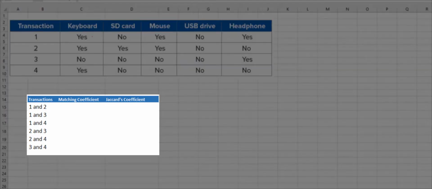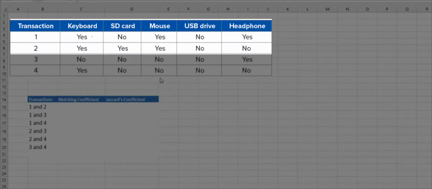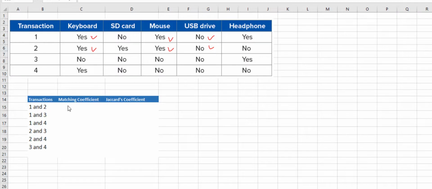So we have 4 transactions, therefore we have 6 possible pairs. Pairs between 1 and 2, 1 and 3, 1 and 4, 2 and 3, 2 and 4, and 3 and 4. Let's start with 1 and 2. First transaction, keyboard, yes, yes. So no, yes, it's not a match. Yes, yes, it's a match. No, no, it's a match. And headphone is not a match. Therefore, we have 3 matches out of 5, which is equal to 0.6 matching coefficient. Let's calculate now Jaccard's coefficient.